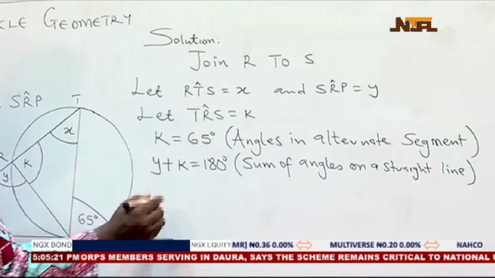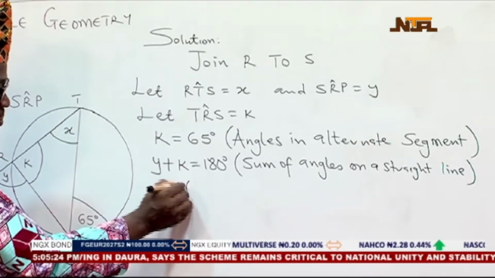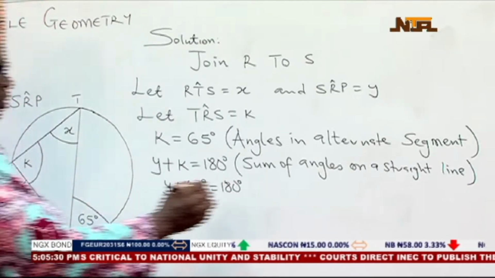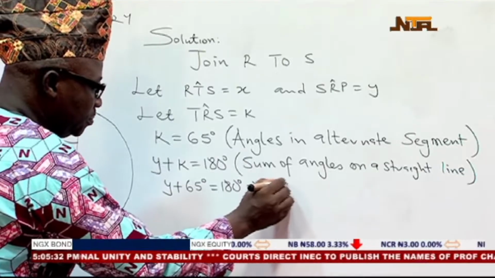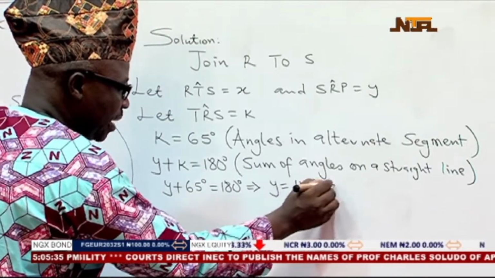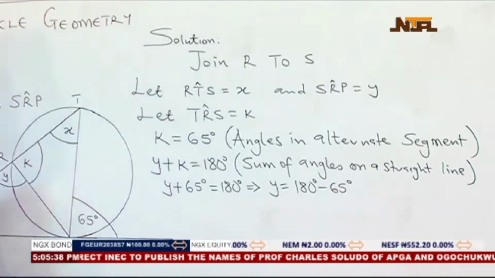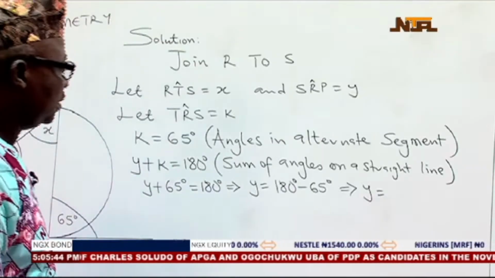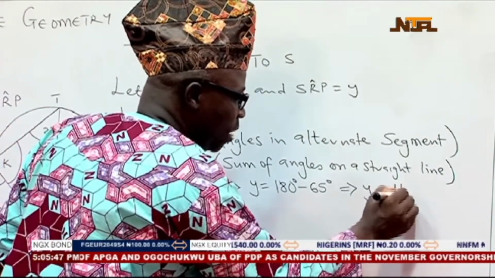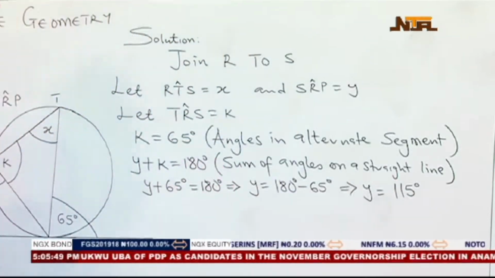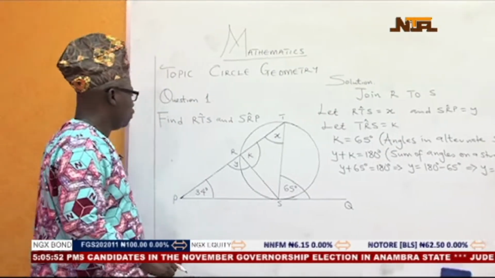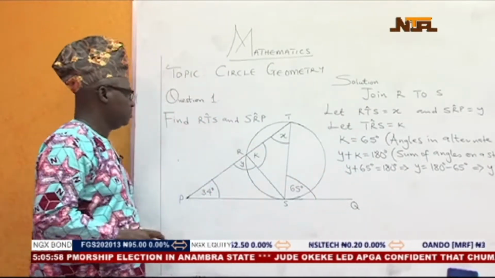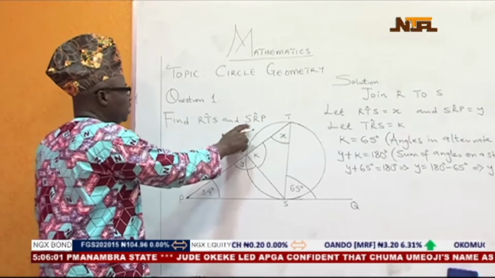We know that K is 65, so we have Y plus 65 degrees is 180. That implies that Y is going to be 180 degrees minus 65 degrees. So Y is 115 degrees. So we've been able to find the value of Y, and Y stands for angle SRP. So we are done with this.